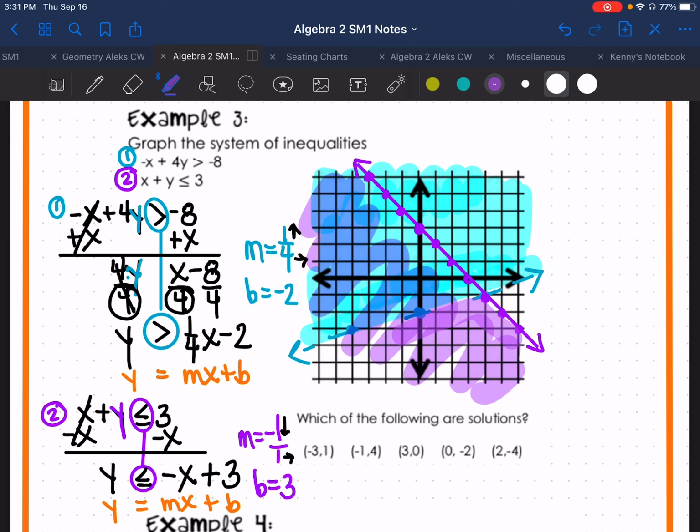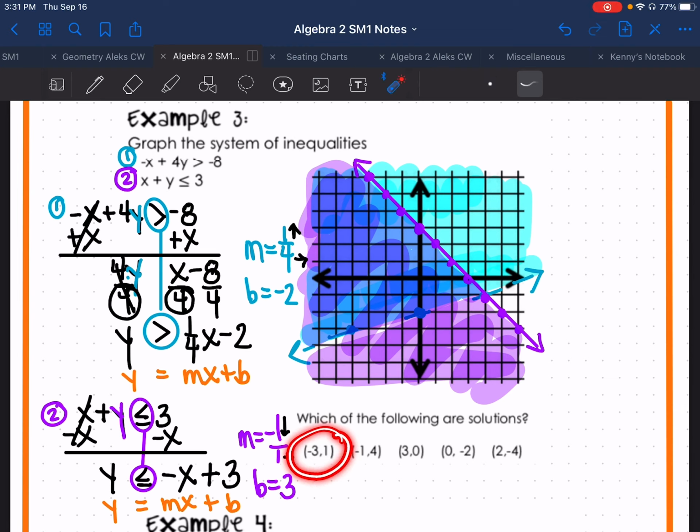Now, this part here is not the solution, but this part here is. There's my solution. Let's make it nice and dark blue. Perfect. There we go. Let's take a look at our ordered pairs. -3, +1. Yes, that is a solution.